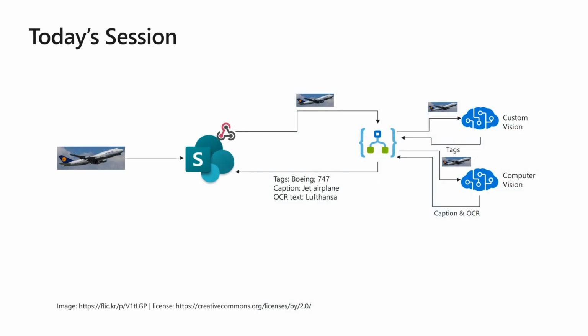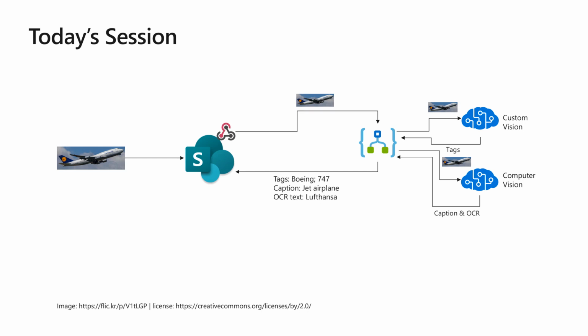In this session we're going to take an existing SharePoint document library into which we upload images, in this case of aircraft, and connect that to an Azure Logic app using the SharePoint connector. Once an image is uploaded into SharePoint, the Logic app will be triggered, the image data will be loaded into the Logic app, and the Logic app will then leverage two Azure Cognitive Services APIs to perform some analytics on the image and provide us some extra context.